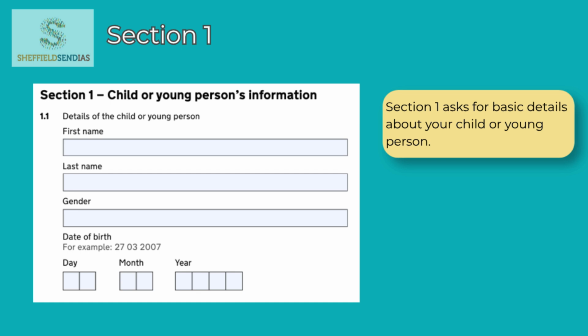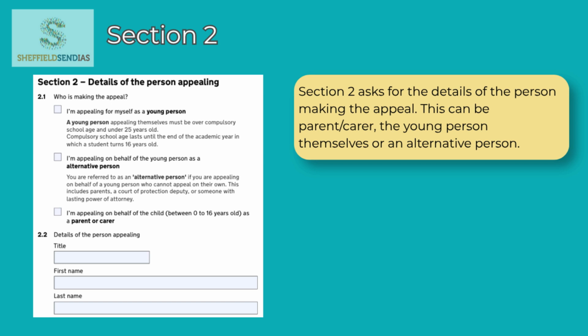Section 1 asks for your child or young person's name, gender and date of birth. Section 2 asks for the details of the person appealing. This could be a parent or carer acting on behalf of a child aged 0 to 16 or a young person. Young people between the ages of 16 and 25 have the right to appeal for themselves. Sometimes it's not appropriate for them to do so, in which case an alternative person can act on their behalf. You will then need to complete some basic details about the person appealing, including their name, phone number, email address, relationship to the child or young person, and their address.